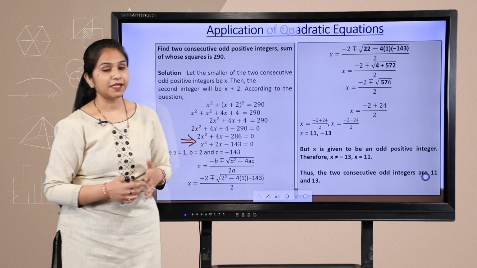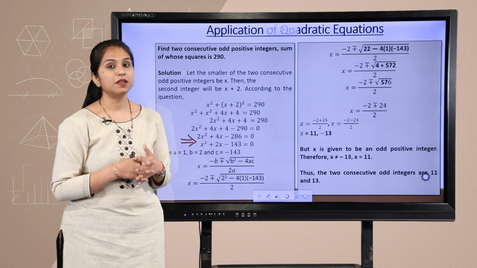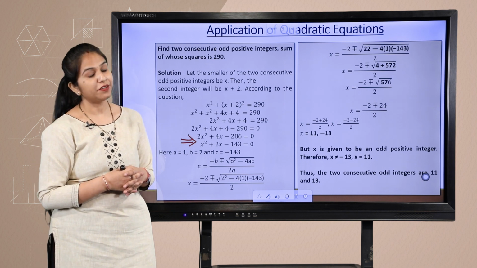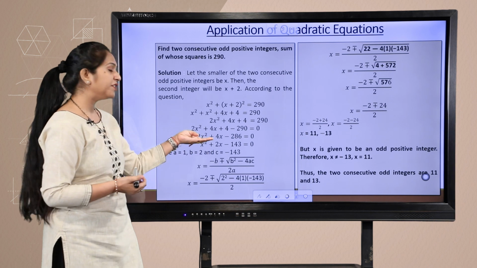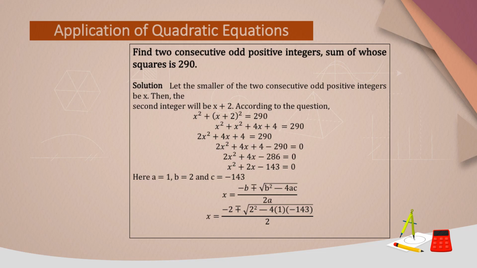But in the next step you can see that 2 is a common factor for all the numbers. That is completely your wish; if you want, you can reduce your equation by dividing it by 2. So we have divided this equation by 2 and it reduces to x square plus 2x minus 143 equals 0. Now this is your equation in standard form, and you know how to solve this equation by using the quadratic formula.